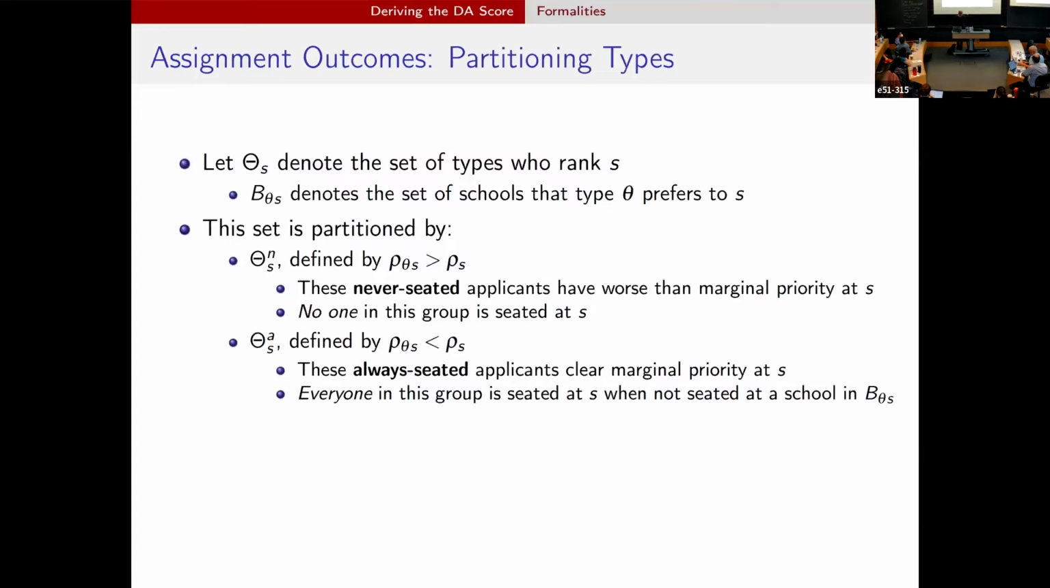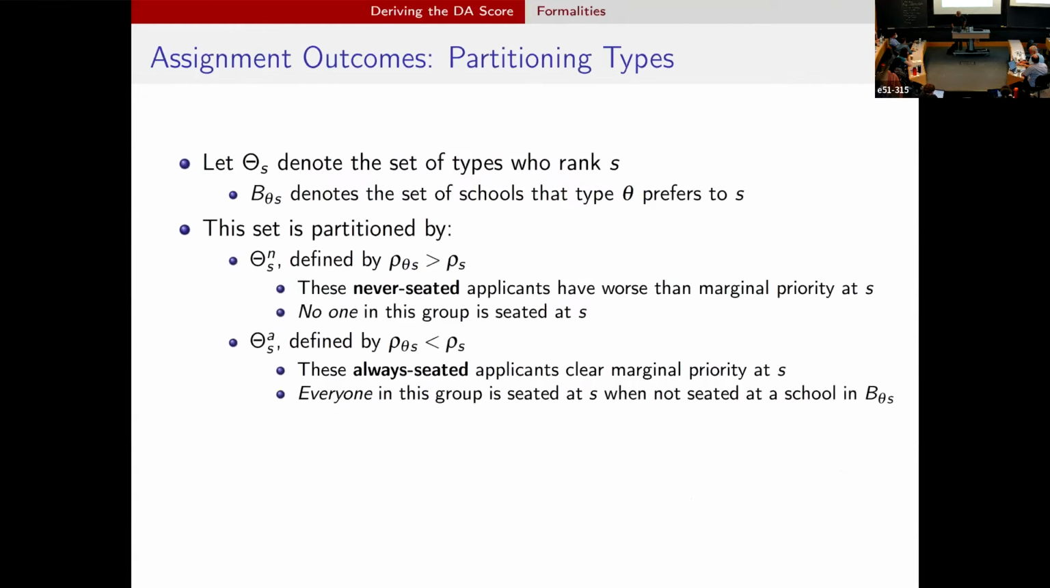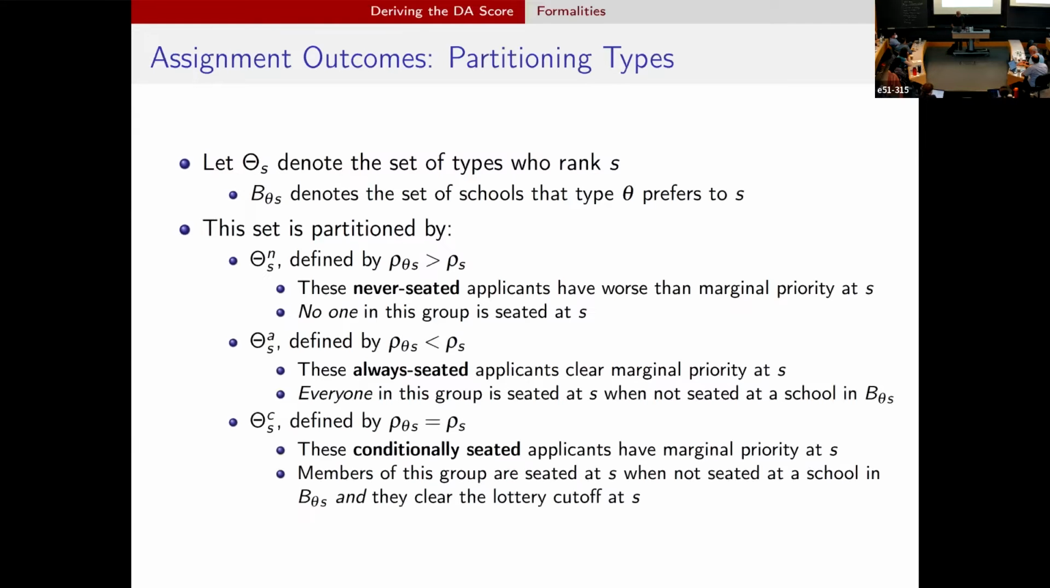Okay, the other partition is going to be denoted as theta SA. Okay, these are individuals that we'll call always seated. Okay. So these are applicants whose priority is always better than the marginal priority. Rho theta S is less than rho S. Okay, so back to our table here. These are the applicants here in priority group 1. Okay, they're always seated. If I were to redraw the lottery numbers, they would always get a seat at the school. Okay. Now, the last group is the group that maybe is the most intuitive group. That's the group where there's some rationing.